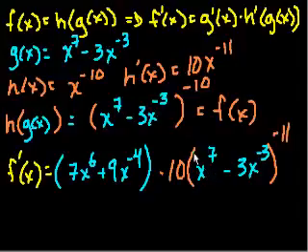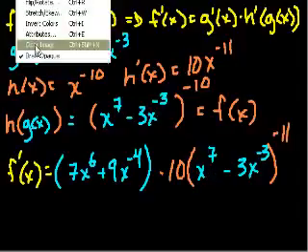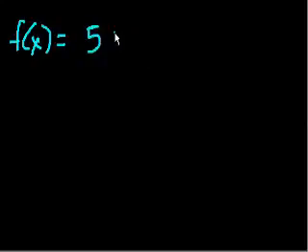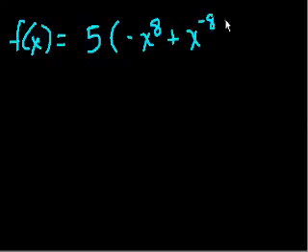Let me do one quick example just to show you that you don't have to kind of do this whole h of g of x every time. So if I have f of x is equal to 5 times, I don't know, minus x to the 8th plus x to the minus 8th, all of that to the 5th power.